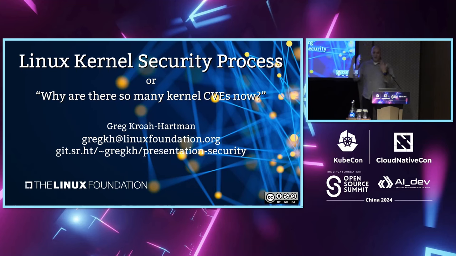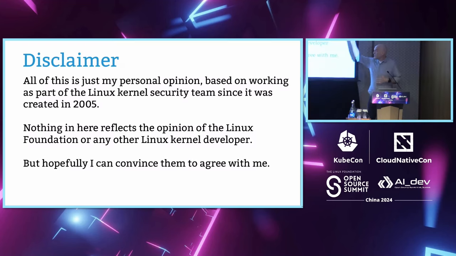It's good. So I'm going to go over the kernel security process. In the first part, how we do kernel security, reactive kernel security, and the second part is all about CVEs. A lot of you have noticed that since February, the kernel has been responsible for CVEs. There's been a lot of them. What just happened? Why? Let's talk about this. First, my disclaimer: this is just me saying this. I've been doing this for a long time, so maybe other people might agree.